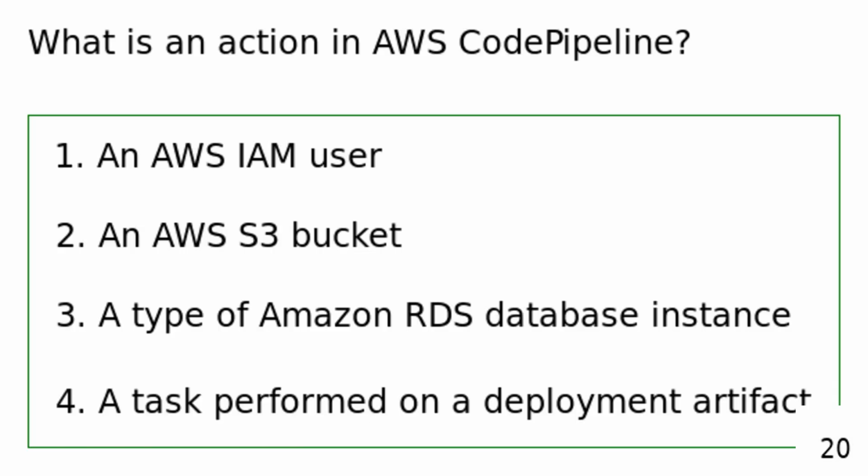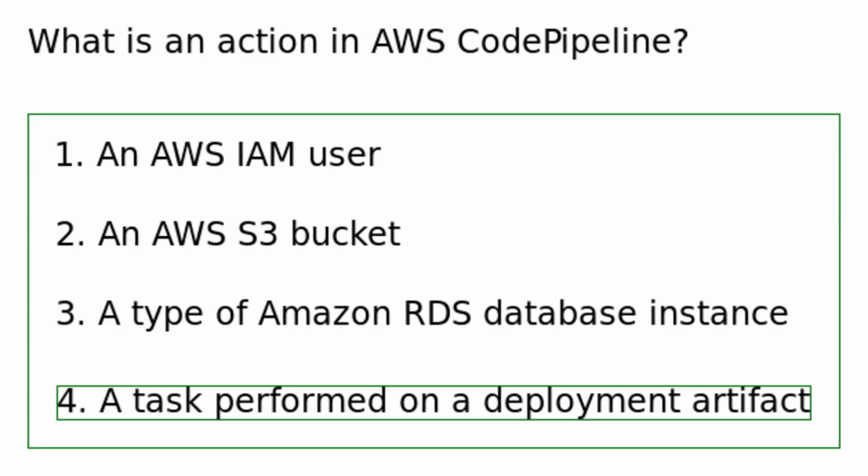What is an action in AWS CodePipeline? An AWS IAM user. An AWS S3 bucket. A type of Amazon RDS database instance. A task performed on a deployment artifact. An action in AWS CodePipeline represents a single task performed on the artifacts of your application's source, such as deploying to a server or validating the build.